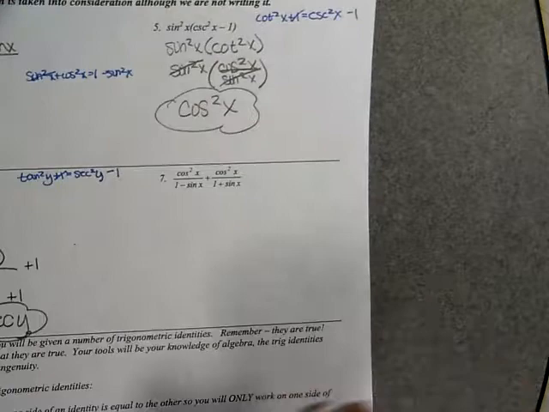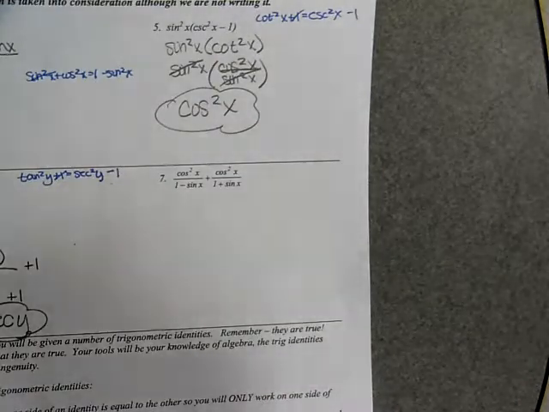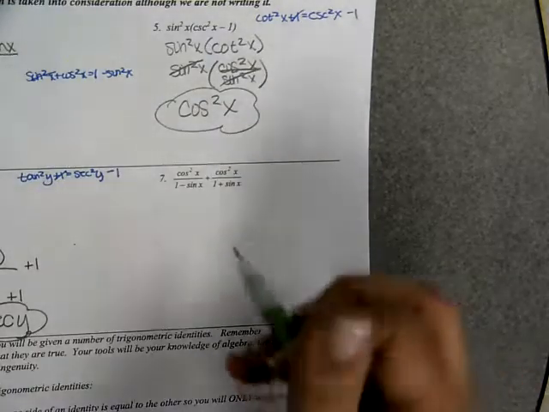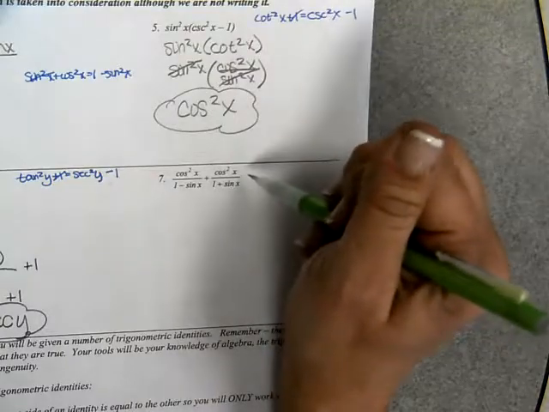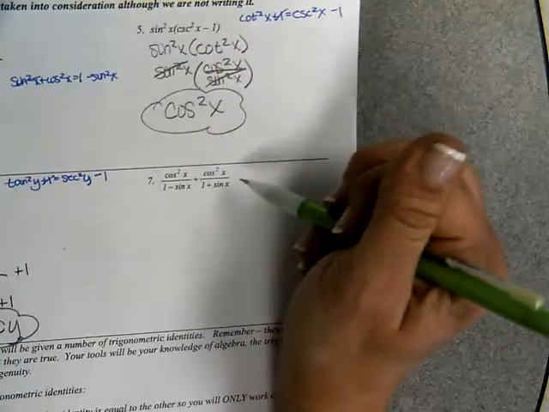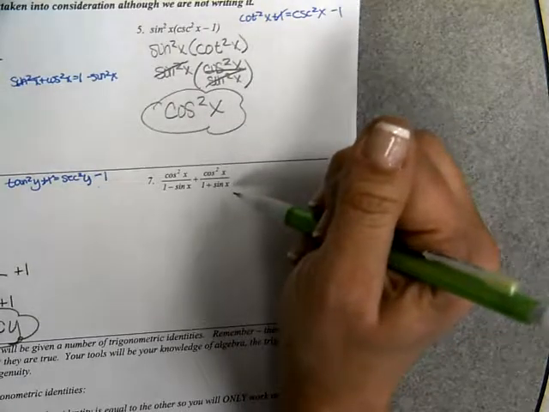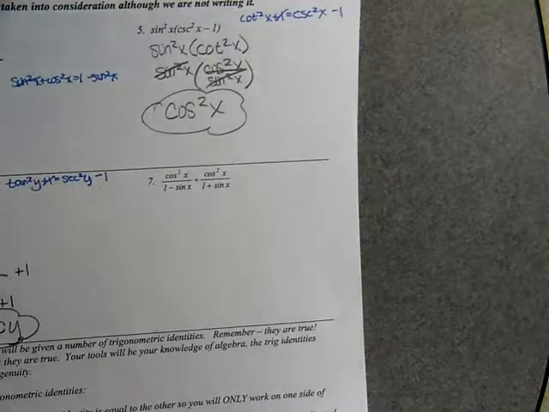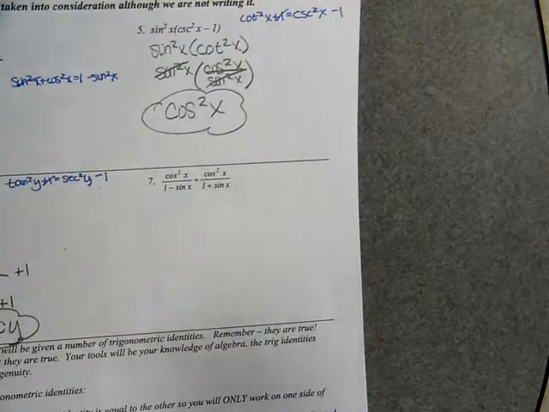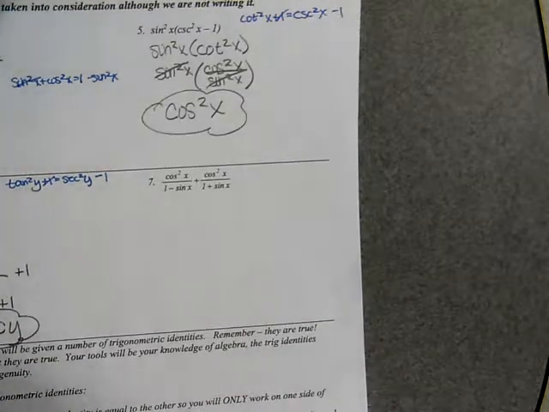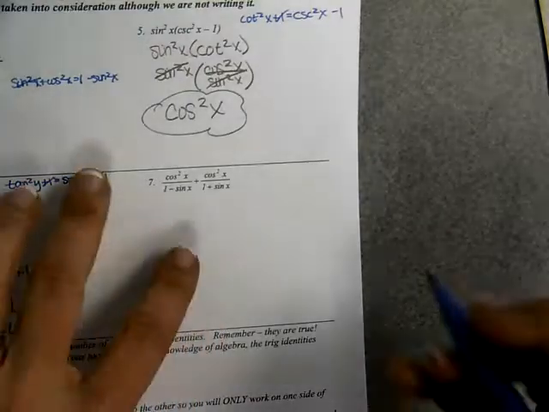All right, number 7. We have cosine squared x over 1 minus sine x plus cosine squared x over 1 plus sine x. There are a couple ways that you can do this one. One thing that you can do is make a common denominator with the fractions. I think we'll practice that in a different one. So let's just keep playing with these Pythagorean identities. I think that's my favorite thing.